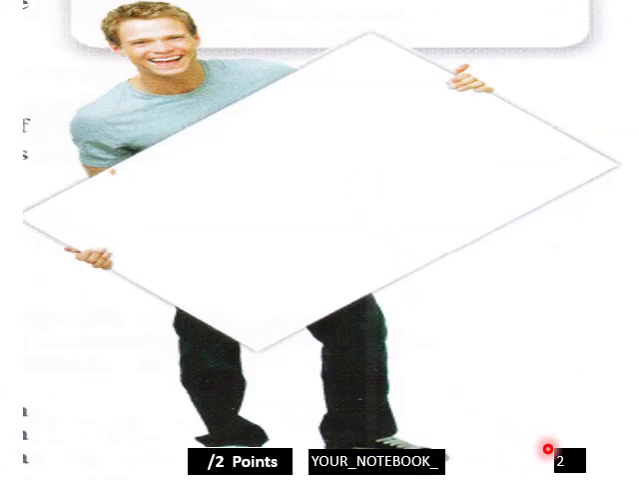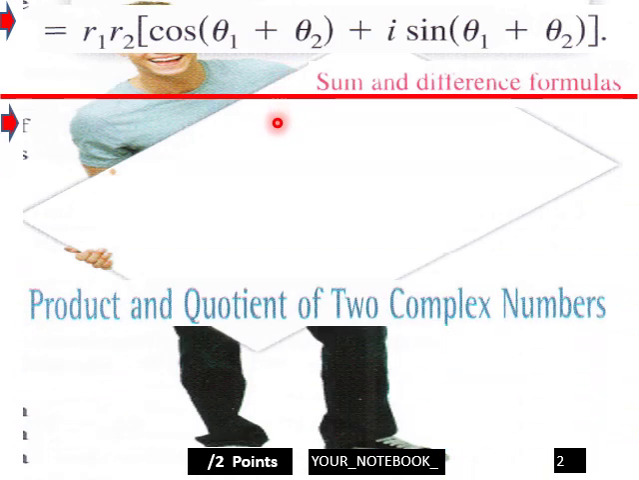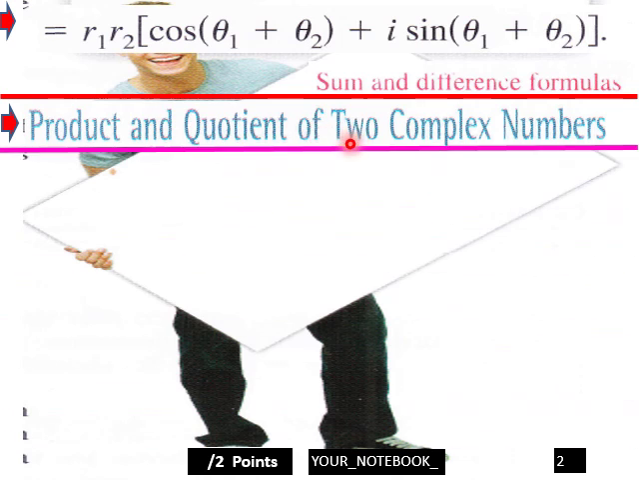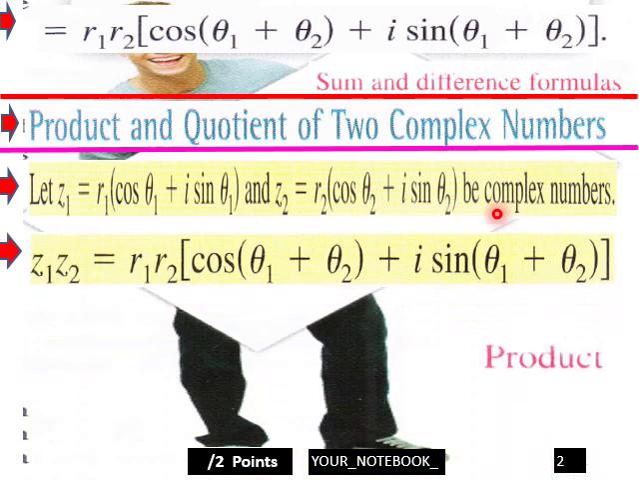Okay, moving into the second page of your notebooks. Here we have our product, and because of the sum and difference formulas that we have used before, we have r1 r2 times cosine of theta 1 plus theta 2, plus i sine of theta 1 plus theta 2. So now let's go into the product and quotient of two complex numbers. Let Z1 equal r1 cosine theta 1 plus i sine theta 1, and Z2 equal r2 cosine theta 2 plus i sine theta 2, be complex numbers.